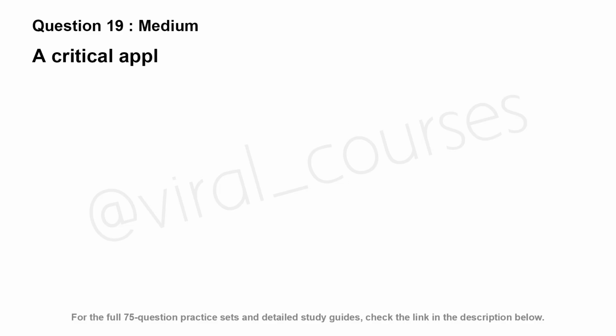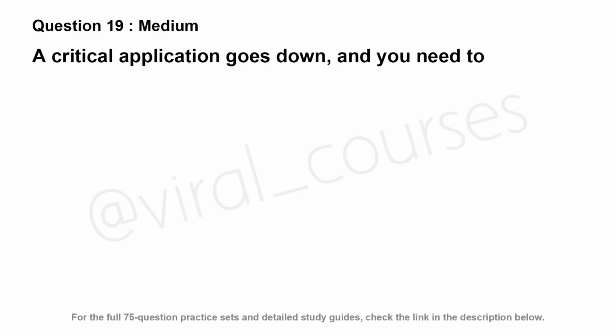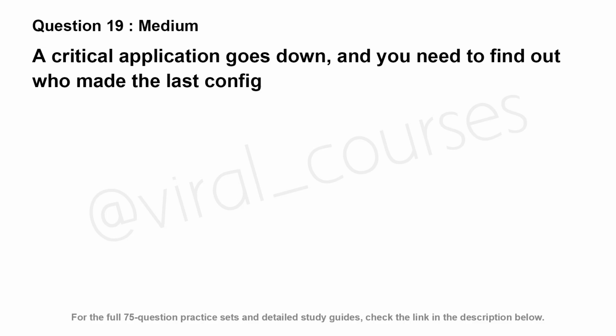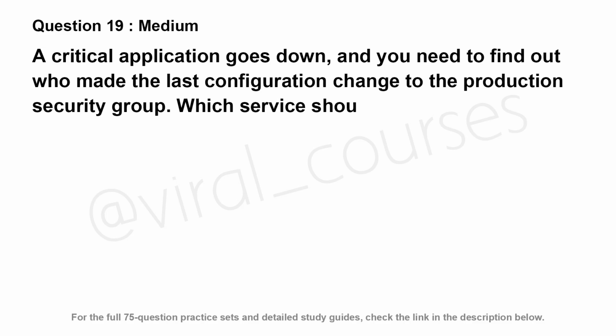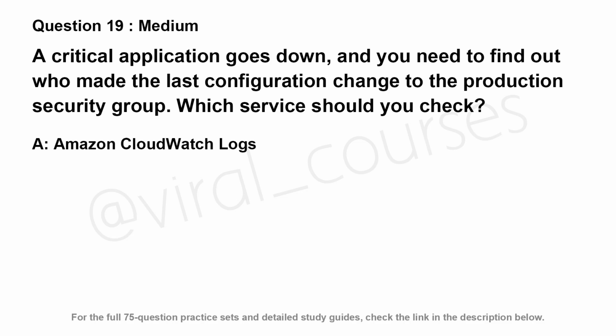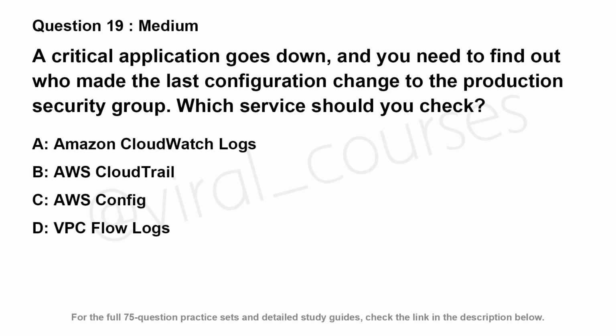A critical application goes down, and you need to find out who made the last configuration change to the production security group. Which service should you check? Option A. Amazon CloudWatch Logs. Option B. AWS CloudTrail. Option C. AWS Config. Option D. VPC flow logs.